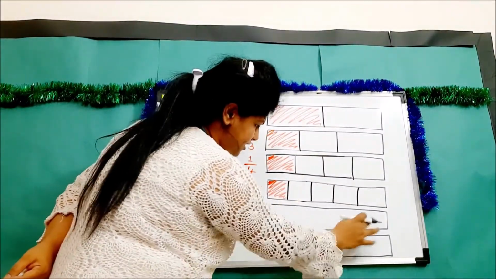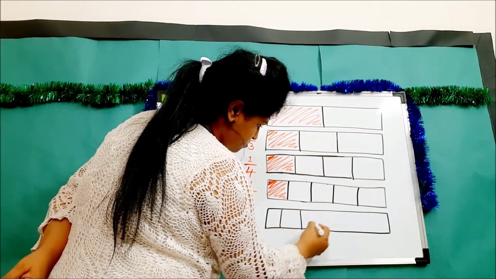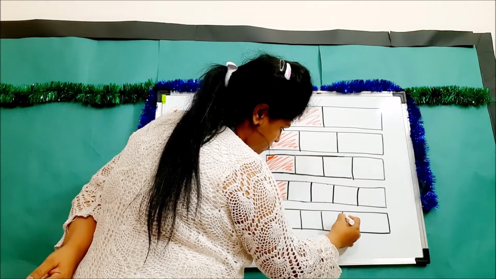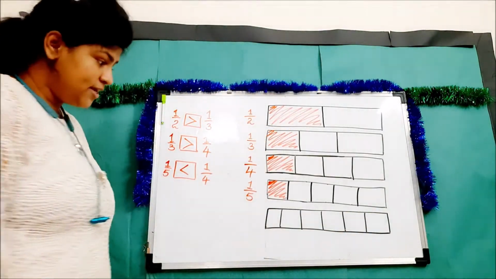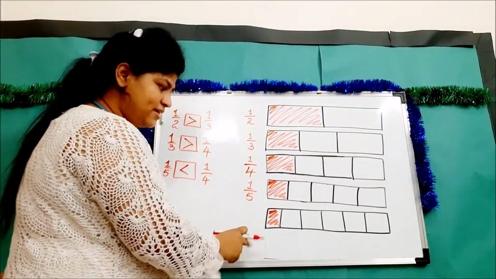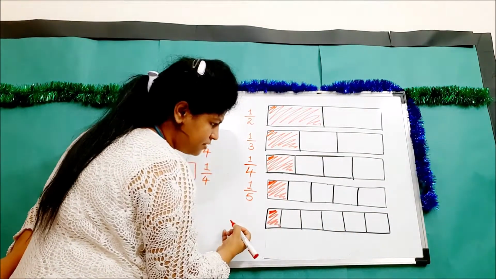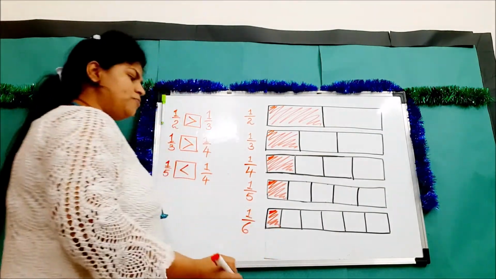So, let's take this strip, divide it into 6. There it goes. Let's shade one piece. How will I write this? हम 6 थे, 6 में से मैं 1 हूँ.